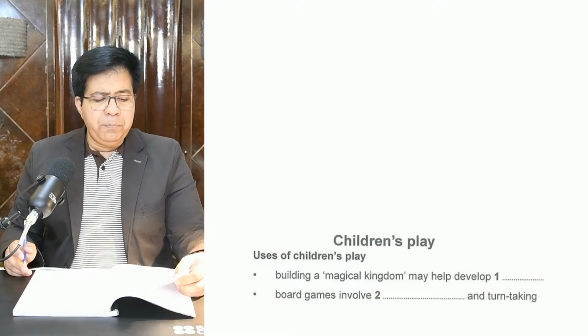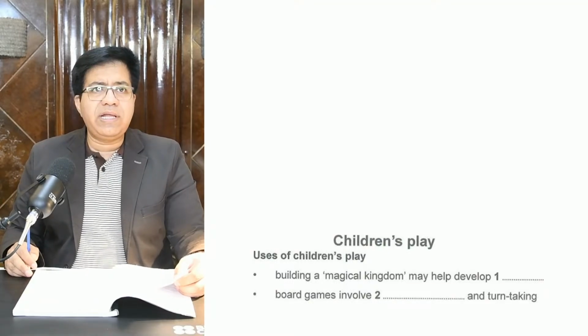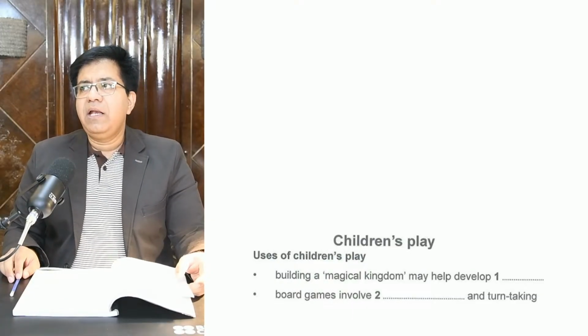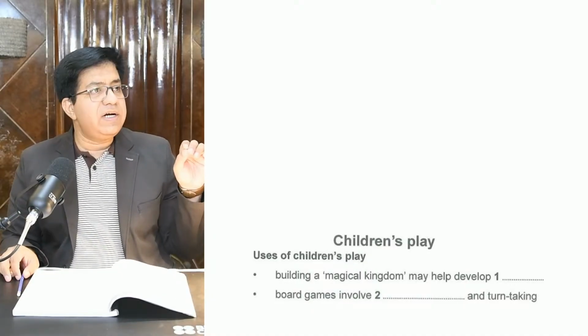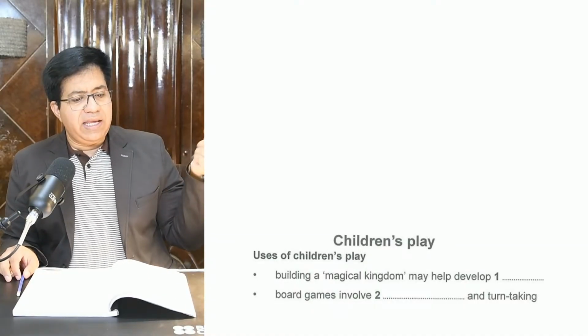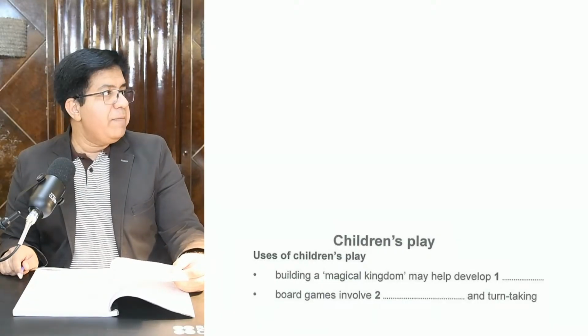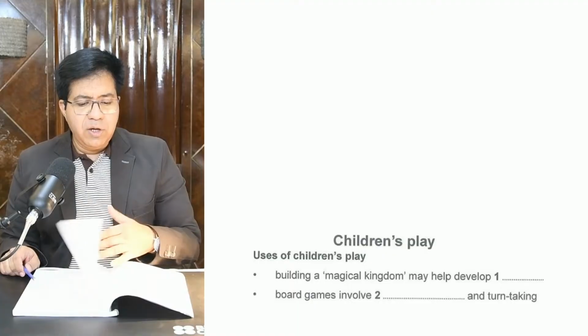Question number 2, board games. Like, you know, Ludo is a board game, Carom is a board game. So board games involve dash and turn taking. Now there are two things. Board games involve two things. One is turn taking, and the second thing which they are going to mention with turn taking will be our answer. And what is the clue word? Clue word is board games.